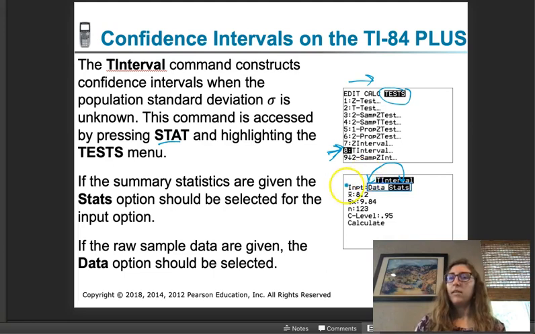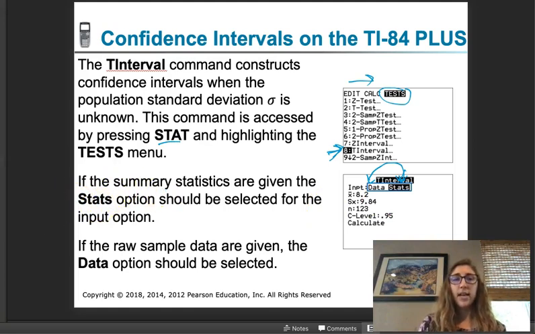Okay. The stats option you use when you're given statistics, right? When they give you the sample standard deviation and they give you some different stats, right? They're giving you the X bar, they're giving you sample standard deviation. Okay. You would be using the data button if they just gave you a whole list of data, and you would have to type the data first into your list. All right.